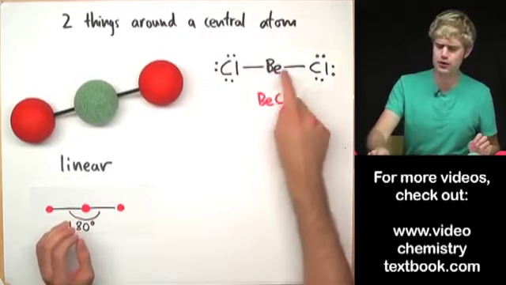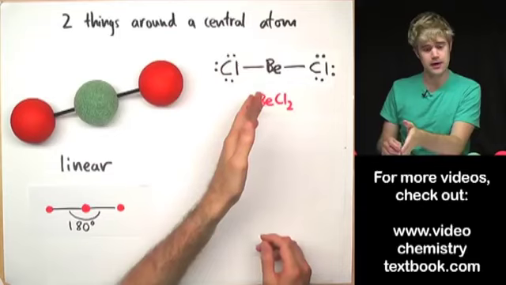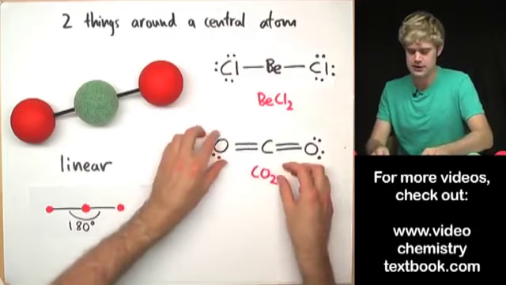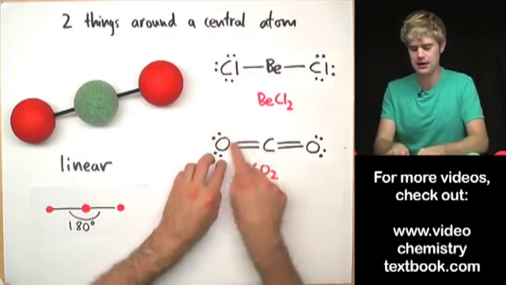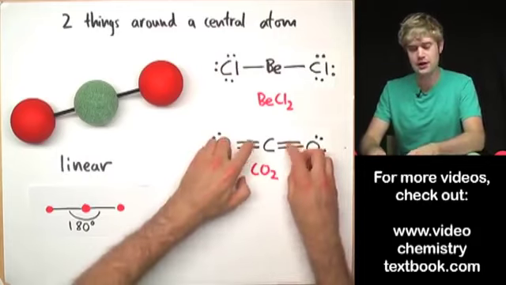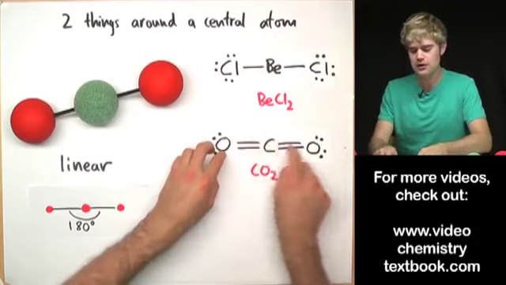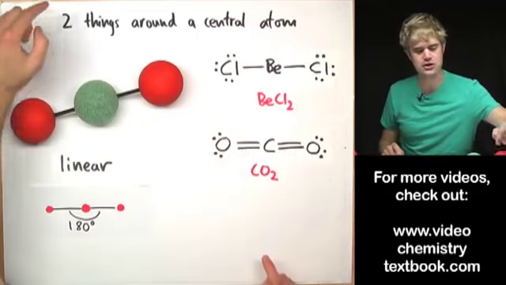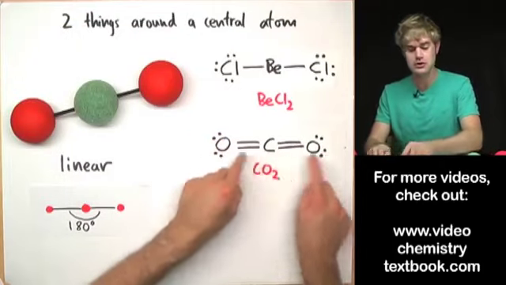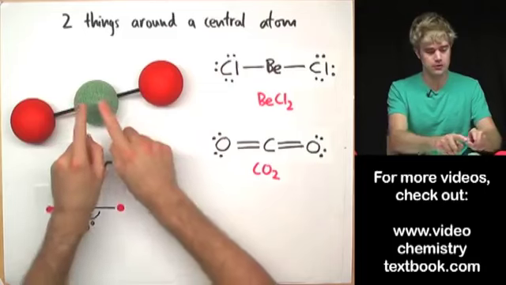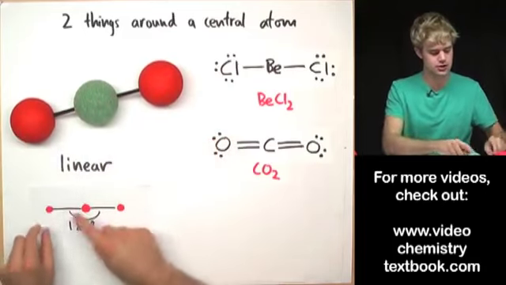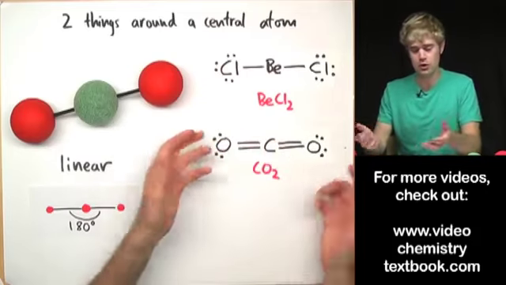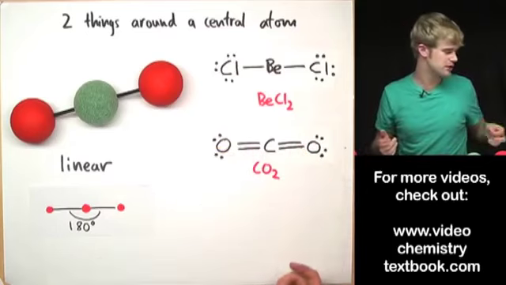Now, in beryllium dichloride, I'm talking about single bonds here. But it actually doesn't matter whether we've got double bonds or triple bonds. For example, CO2 has a shape like this, where there's a double bond here and a double bond here. But there are electrons in both of these bonds, and so each one of these double bonds just counts as a bond. So for CO2, I still consider it as just 2 things around a central atom. So CO2 is going to have this linear shape here too. This will be the carbon, and these will be the 2 oxygens. They'll be 180 degrees apart. So double bonds, don't worry, it's just 2 things, 1, 2, around a central atom.